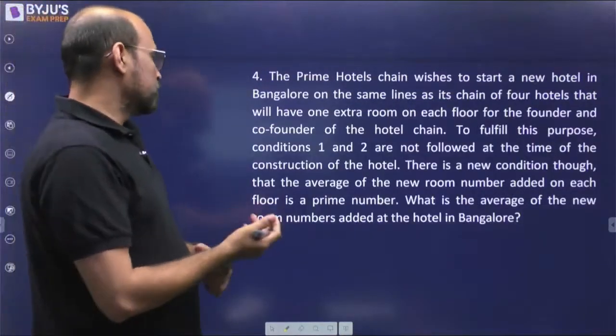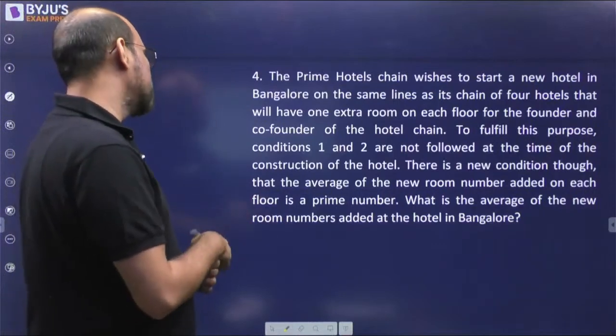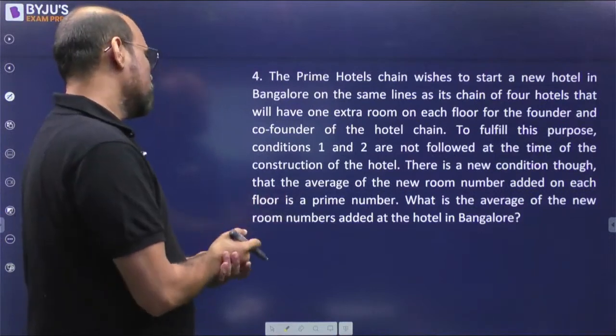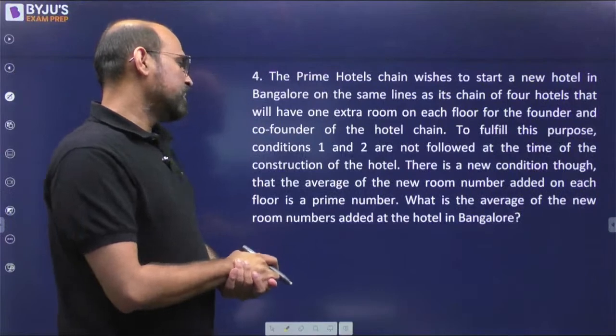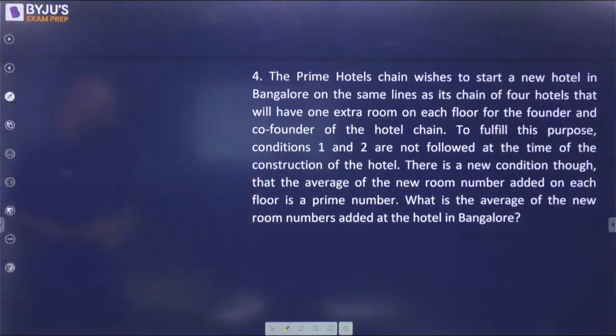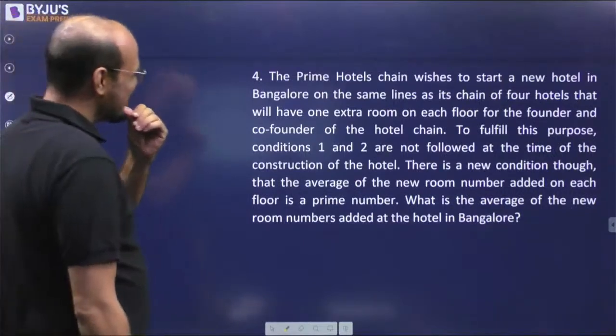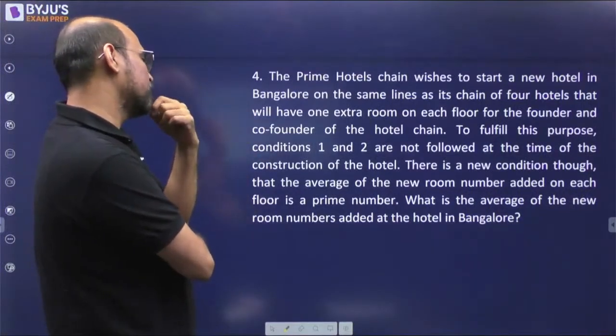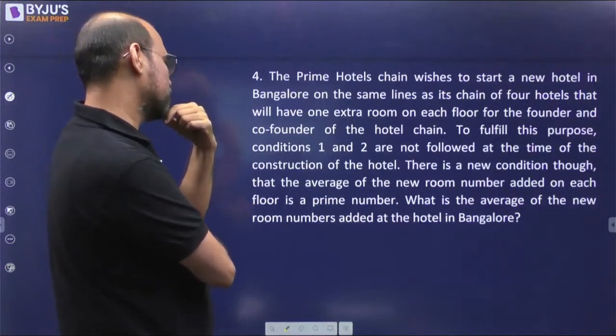There is a new condition though that the average of the new room number added on each floor is a prime number. ठीक है? What is the average of the new room numbers added at the hotel in Bangalore? So we will have a combination, right? जिसमें से 103 is now going to be allowed. Average of the new room number is a prime number.